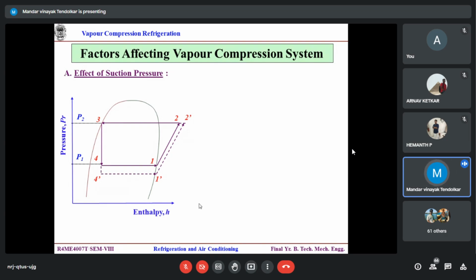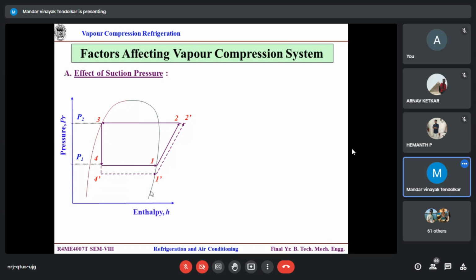So factors, let us see. Effect of suction pressure. Suction means compressor suction. That means evaporator. Do you agree? Yes, sir. So here I reduce the pressure. What is the effect? The slope of the saturated vapor line is towards the left hand side only, not towards the right hand side like this. On the TS chart, it is always on the right hand side.